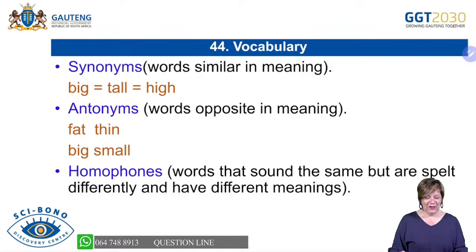Homophones, words that sound the same, but they are spelled differently and have different meanings. How do you remember all of this? Well, it's easy. Think of a homophone as a phone. Obviously, when I and you speak, the words might sound the same, but if we actually write them down, they're going to have different spelling and different meanings. That's the easiest way to remember that. Like week and weak.